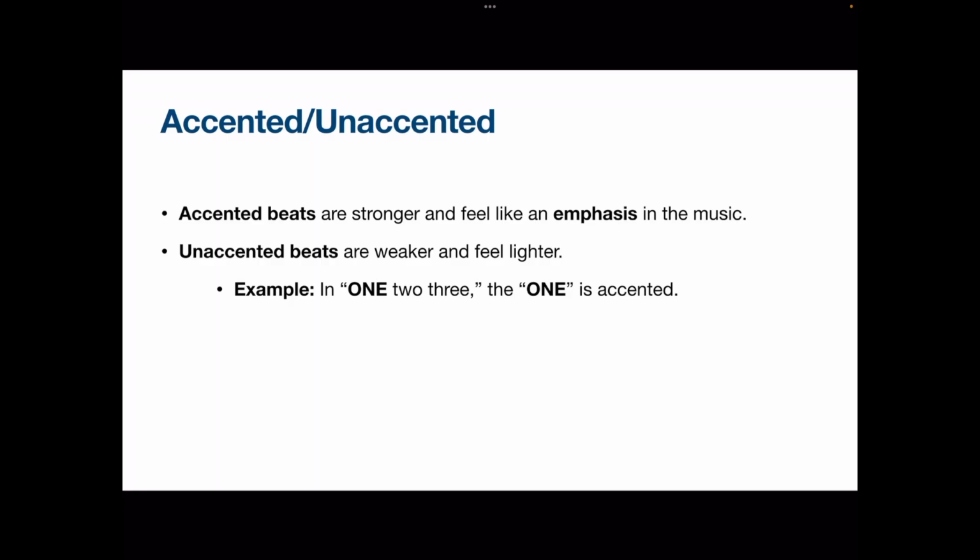So next we have accented versus unaccented beats. An accented beat is a strong beat, and an unaccented beat is a weak beat. So for example, if we have any piece of music that has 3 beats in each group, we will count 1, 2, 3, 1, 2, 3, and the 1 is always emphasized.